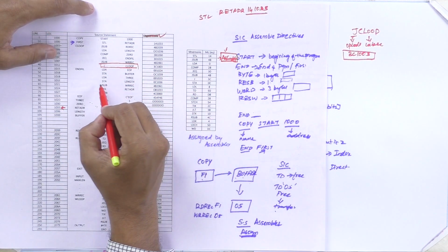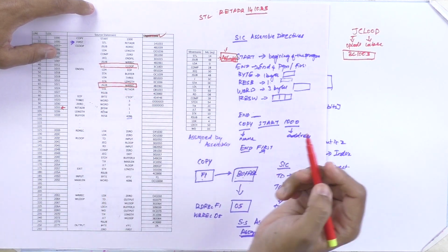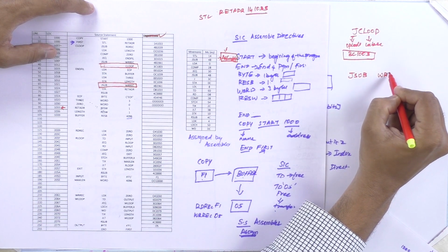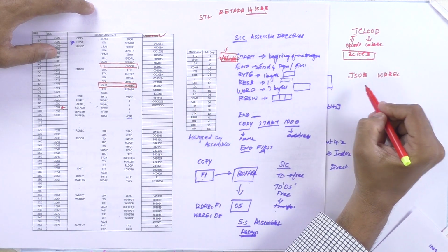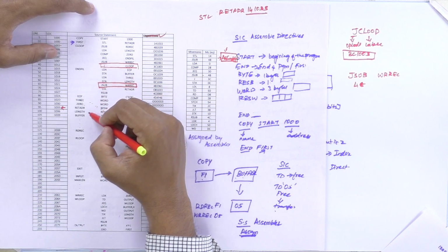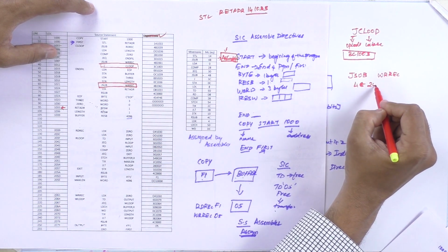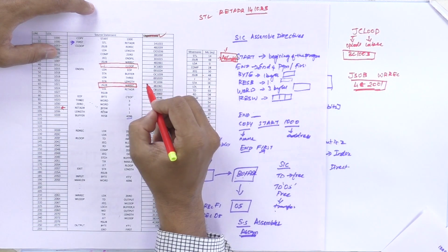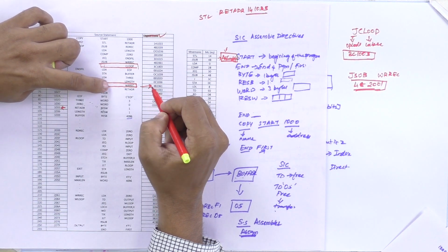Similarly, we will do another instruction, JSUB WRREC. What is JSUB? JSUB value is 48. So I'll write 48 and WRREC. You can find WRREC here, 2061. So this is your answer, 482061. This is how you will generate a value.